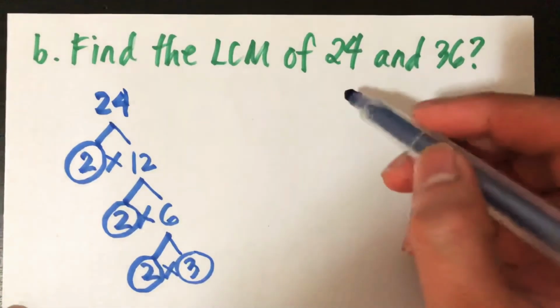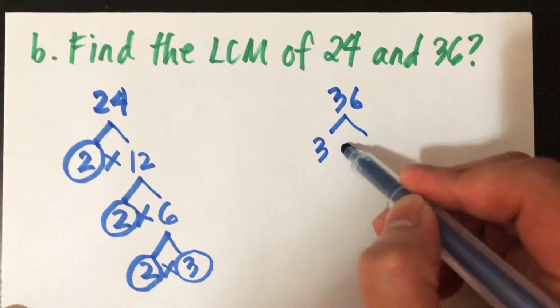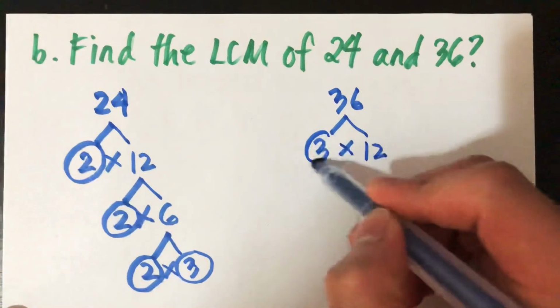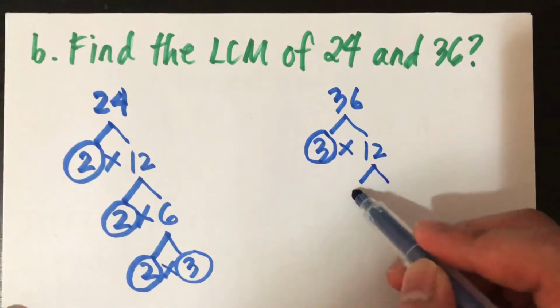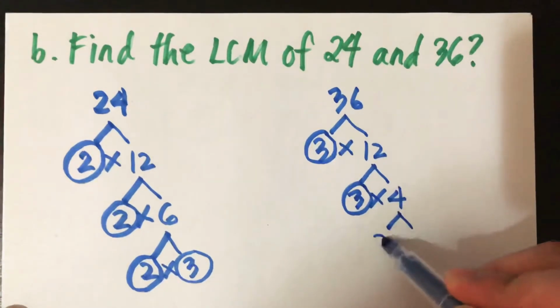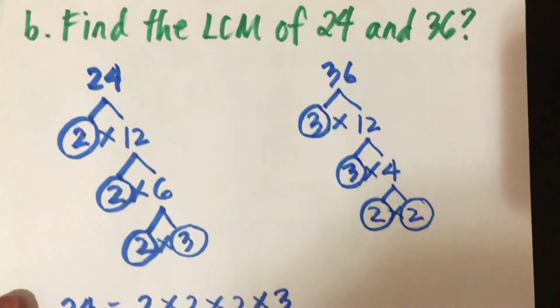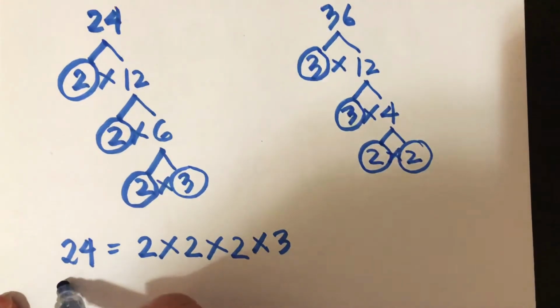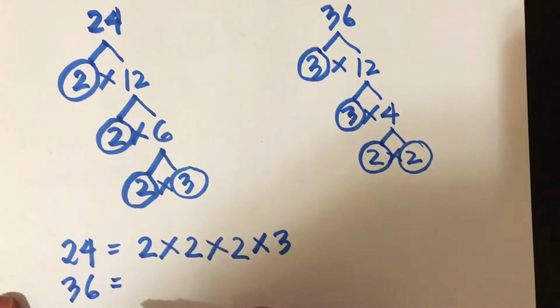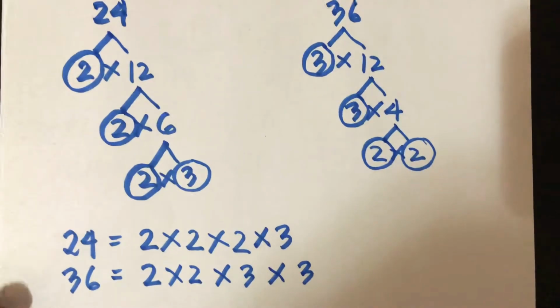Now for 36, we have 3 times 12. Then we have 3 times 4. Then we have 2 times 2. Okay? So the prime factors of 36 is equal to 2 times 2 times 3 times 3. Okay?